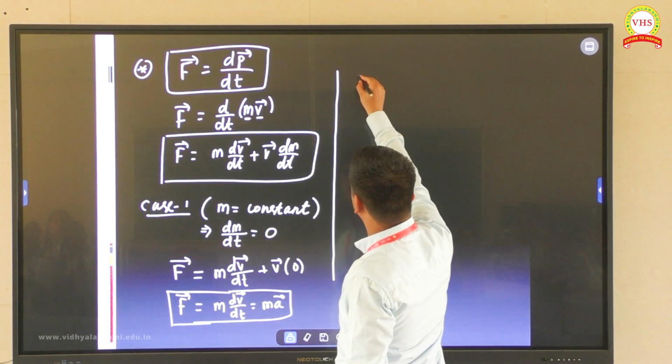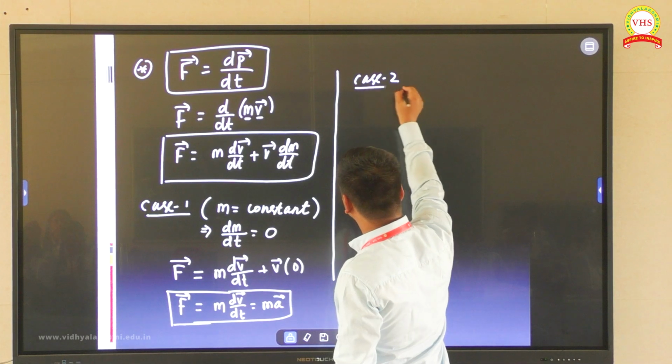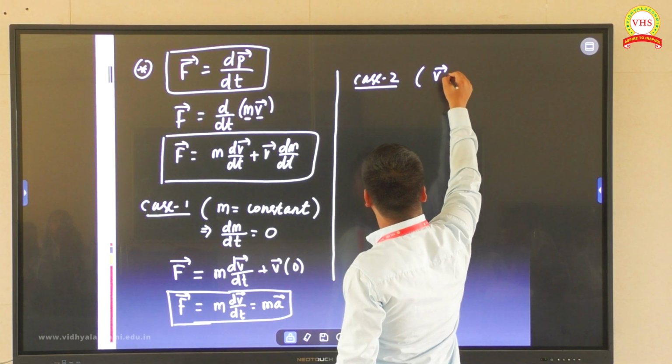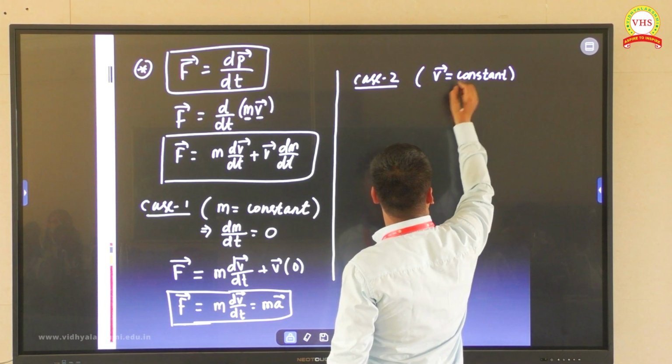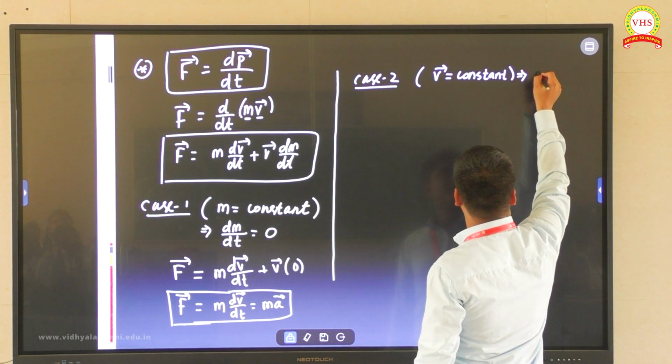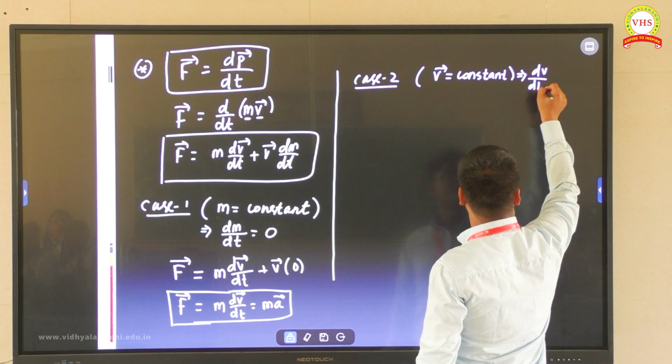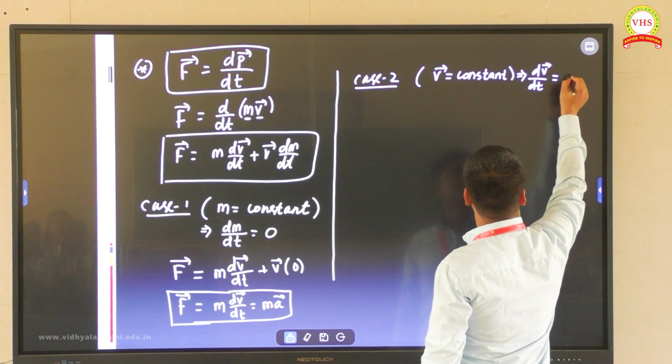Now take case 2. What is case 2? Here the velocity is constant. Suppose the particle is moving with constant velocity. If the velocity is constant, what does this imply? What is dv by dt? It is 0.